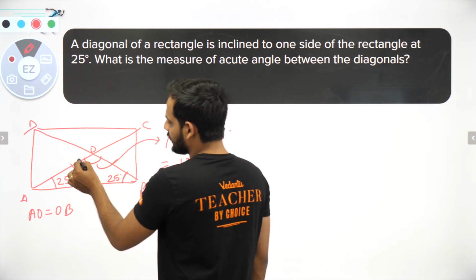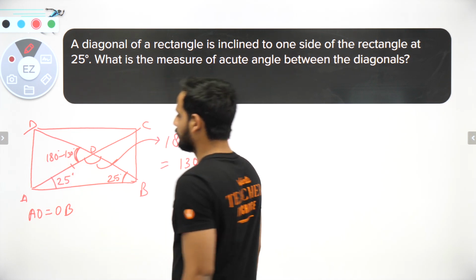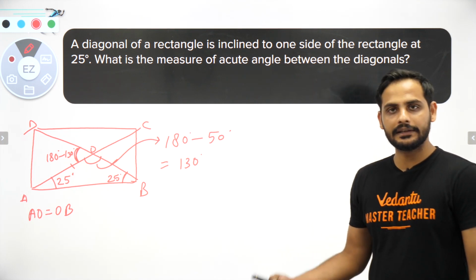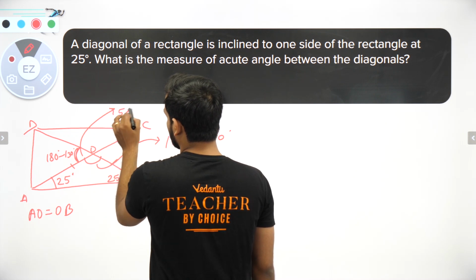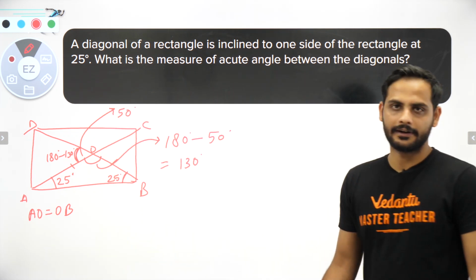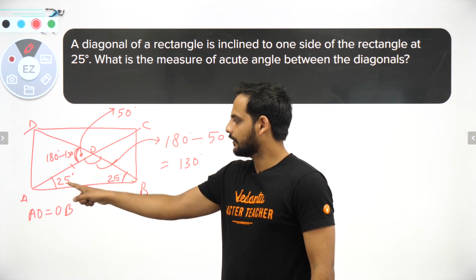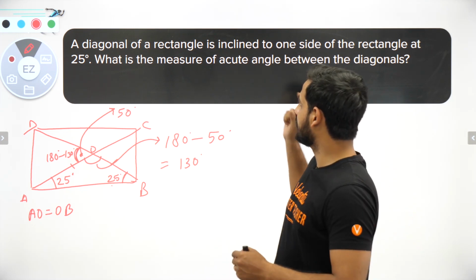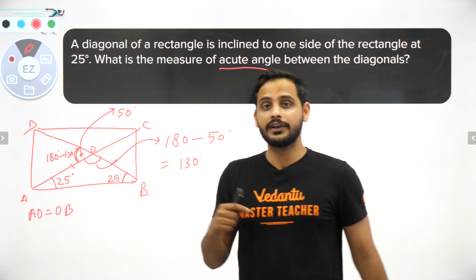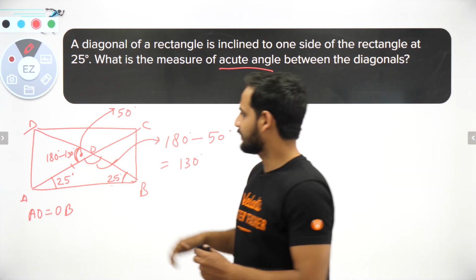If this angle is 130 degree, this angle will be 180 minus 130, because it will be a linear pair or a straight angle. So this angle will be equal to 50 degree, right? Or you can easily use the exterior angle theorem as well. This angle will be equal to the sum of the other two angles. So anyway, you can get the answer. The main part is the acute angle they have asked. So the acute angle between the diagonals will be 50 degree. Understood?